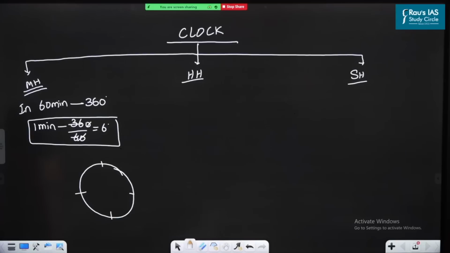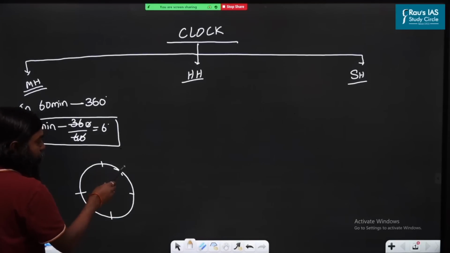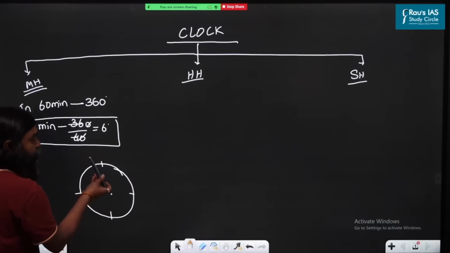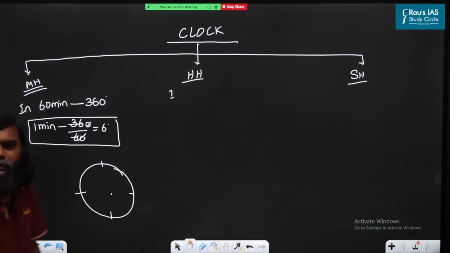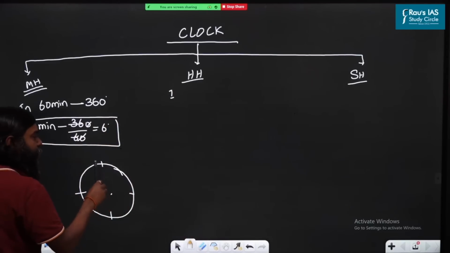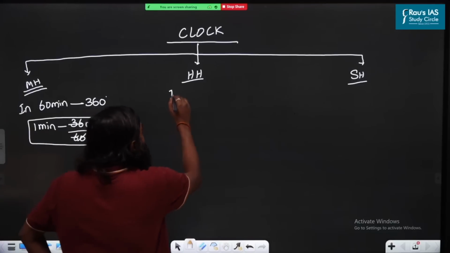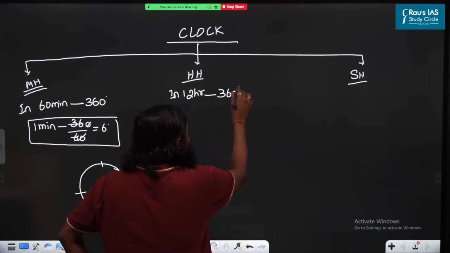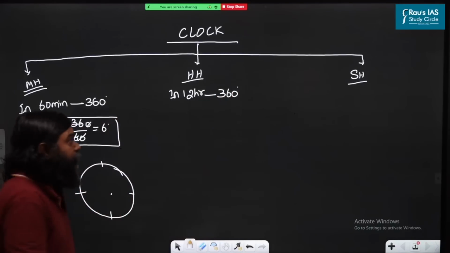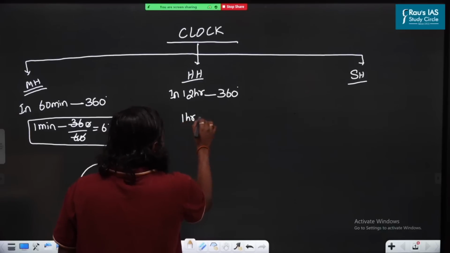In how many hours does it cover one full circle? In 12 hours, it covers the entire full circle. That is how many degrees? 360 degrees. Now in 1 hour, how many degrees?